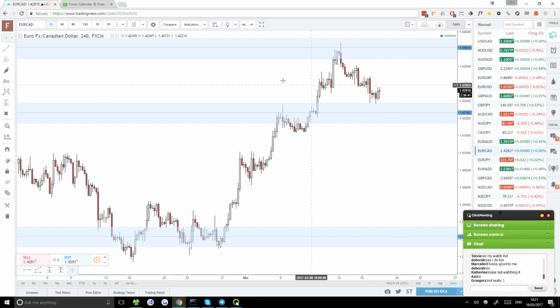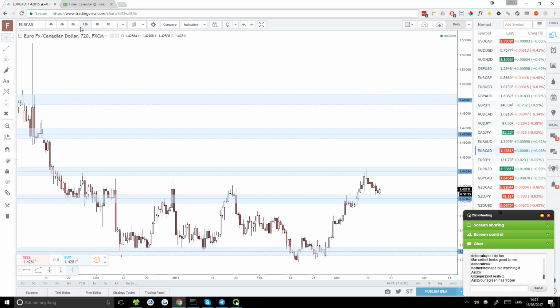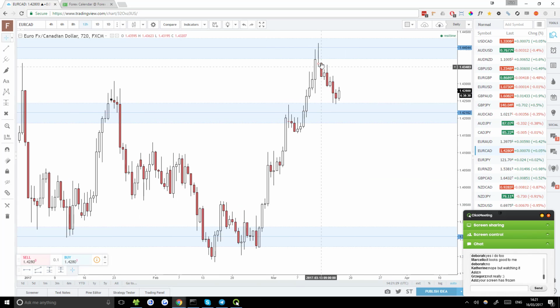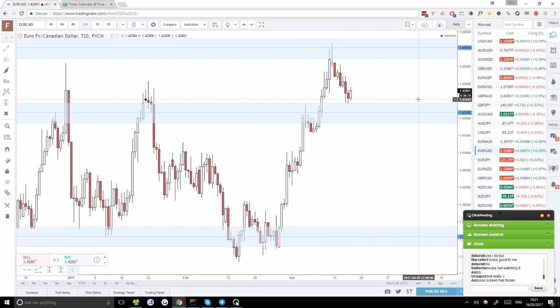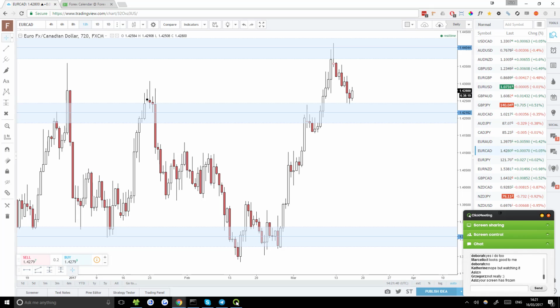EuroCAD. Who was short on EuroCAD? I can't remember who it was. Someone shorted on the 12-hour. I wasn't crazy about the setup, but Stevie. Oh yeah, it was the one with a really tight risk to reward ratio. Is my screen frozen for everyone, or is it just for Aziz?